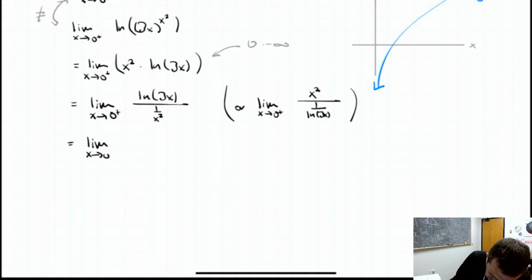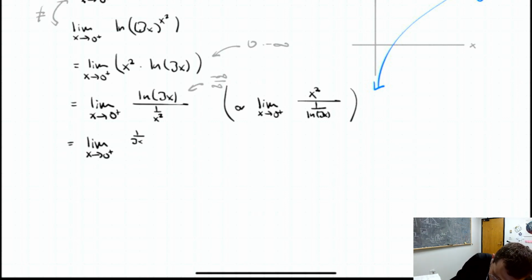L'Hopital's rule says, oh, well, let me just also point out, this is a negative infinity over infinity. Ln of 3x is still going to negative infinity. 1 over x squared as x approaches 0 from the right is approaching infinity. I'm being very careful to check each time that L'Hopital's rule is applicable, because if it's not, you get the wrong answer.